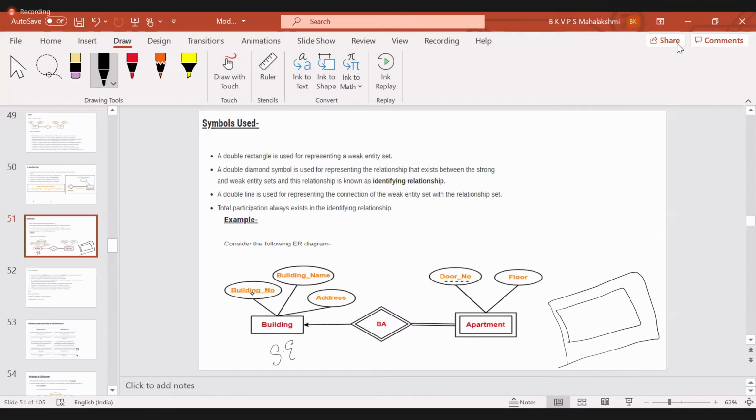Understand now? Understand? Remember all this. Now tell me, what are the attributes that we have for the building? Building number, name, and address. So among these three, which one is important? Building number. Why was it important?